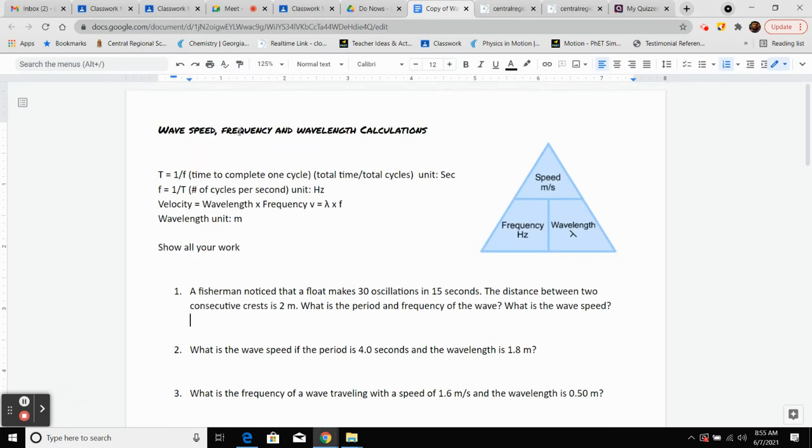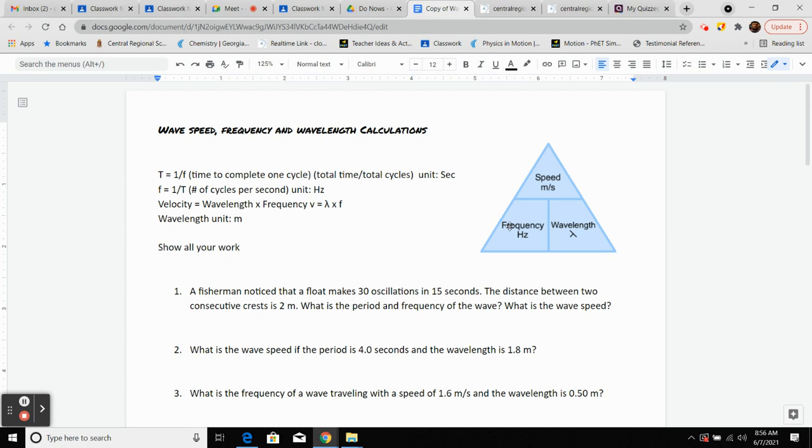All right, wave speed, frequency, and calculations. That is our assignment today. So we have our triangle here. Speed or velocity is equal to frequency times wavelength, right? So wave speed is equal to frequency times wavelength. So wave speed or velocity, V, is equal to the wavelength, which is this symbol here, lambda, times frequency.